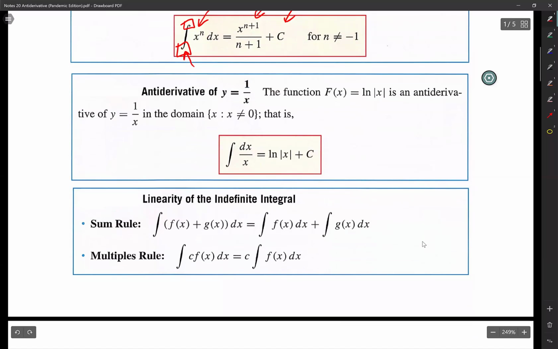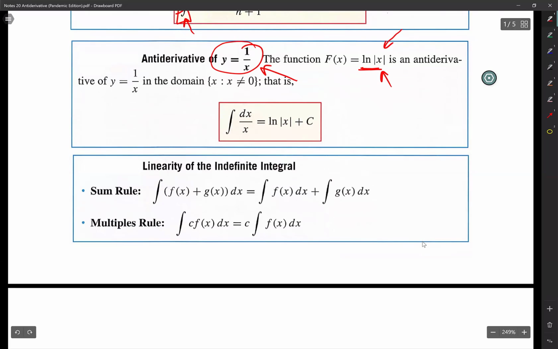Antiderivative of 1 over x, well, that you should know. The antiderivative of 1 over x is ln of the absolute value of x. And the only reason why we put an absolute value is because the domain of 1 over x is all real numbers except 0. So you put an absolute value to have the domain all real numbers except 0. Does that make sense, guys? Virtual class, does that make sense or no? Can you repeat it? Yes.